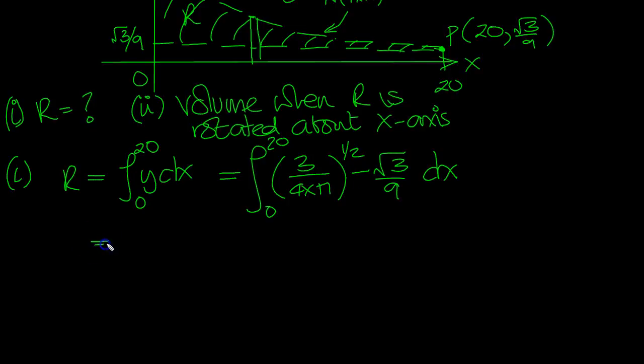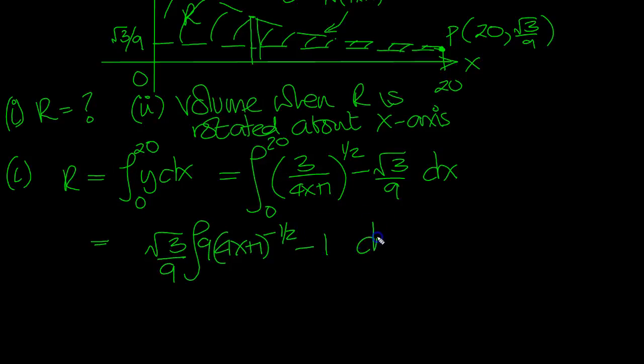Okay, so that would equal 3 over 4x. Let's just work that out properly. So this would be root 3 times the integral of 1 over, no, I'm going to write that out differently again, 4x plus 1 to the minus a half. So I've taken out the root 3, which is common, minus, I'm going to put a 9 here, and that way that will be a 9, and this will be a 1, dx between 0 and 20.